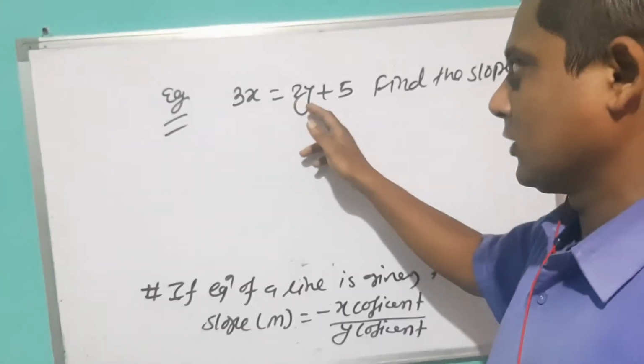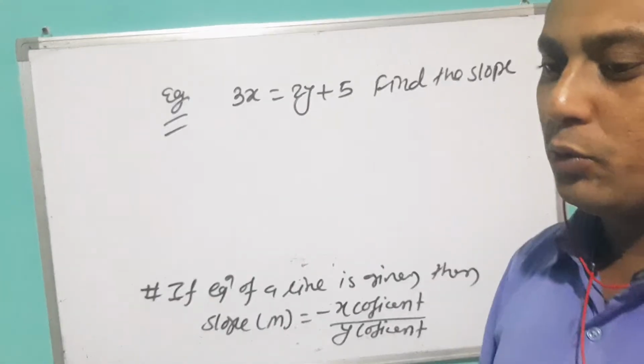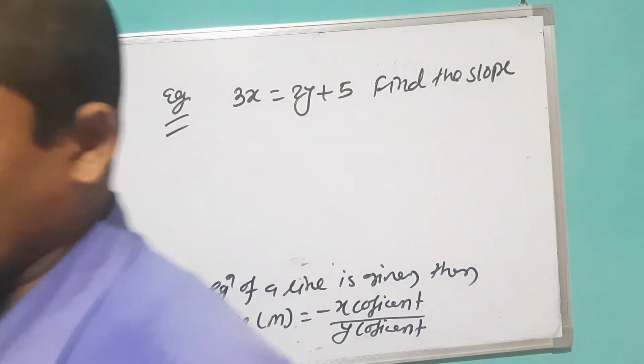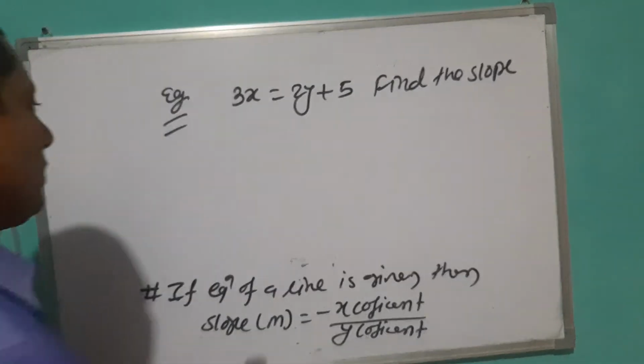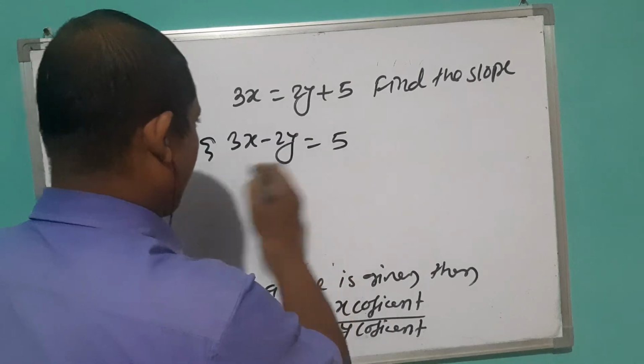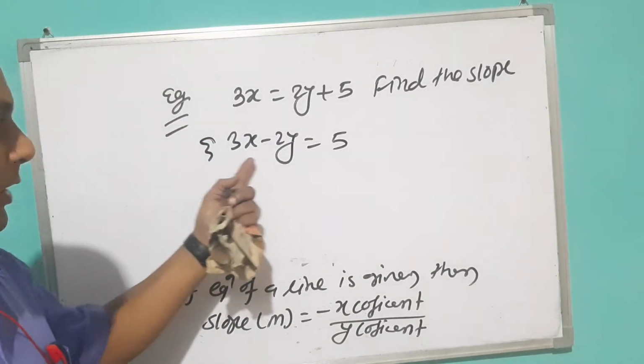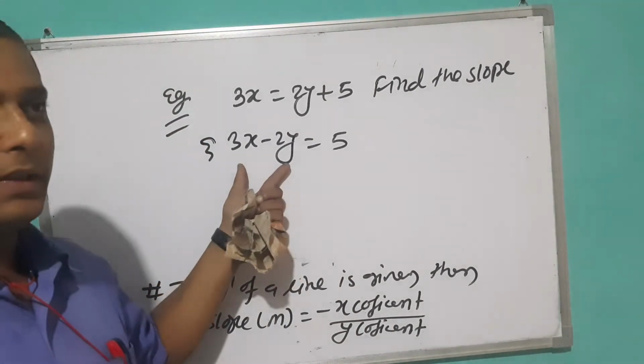To find the slope, an important thing is that we have to write the x part and y part on the same side. See here, this is 3x and on the right side, this is 2y. So we have to shift x and y to the same side. I mean to say, this is 3x minus 2y is equal to 5. X and y, these both parts should be on the same side.